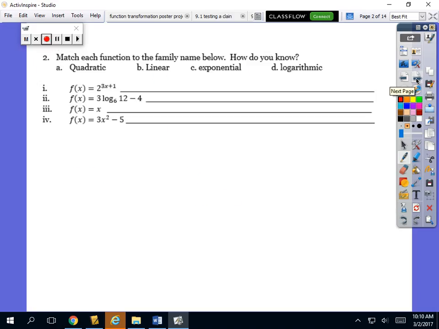Number 2, we just have to match the function to the family name. If the variable is part of your exponent, then that is going to be an exponential function, which would be c. Log, you can tell it's a logarithmic function because it says log, so that's d. f of x equals x is going to be linear because the highest power is 1. And f of x equals 3x squared minus 5 is going to be quadratic because the highest power is 2.